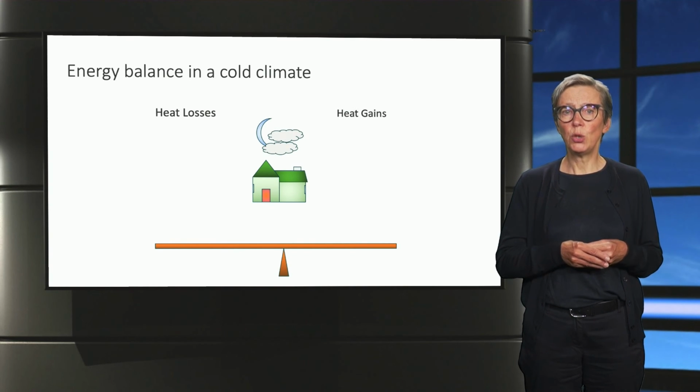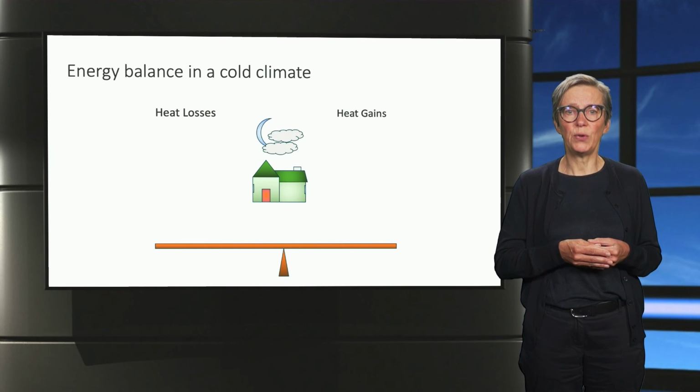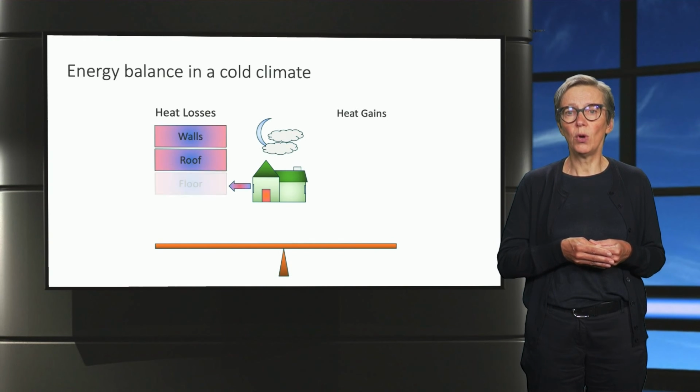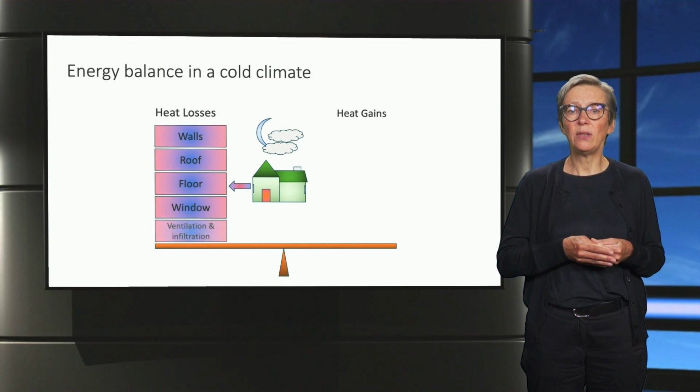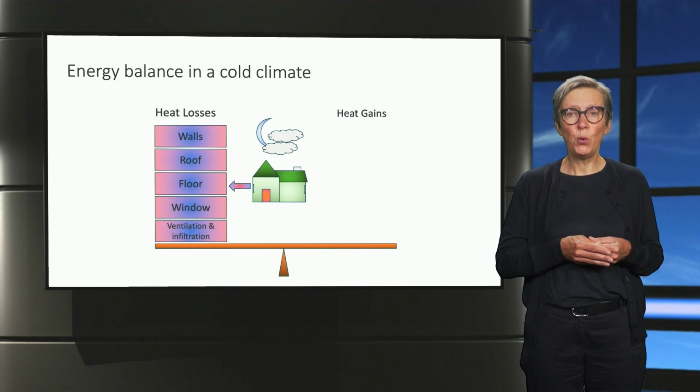This picture shows the annual energy balance for a badly insulated residential building in a cold climate. On the left-hand side, we first list the sources of heat losses. These include transmission losses through the walls, the roof, the floor, the windows, and the ventilation and infiltration losses. We see that in poorly insulated buildings, transmission losses contribute the major share of energy losses of the building.